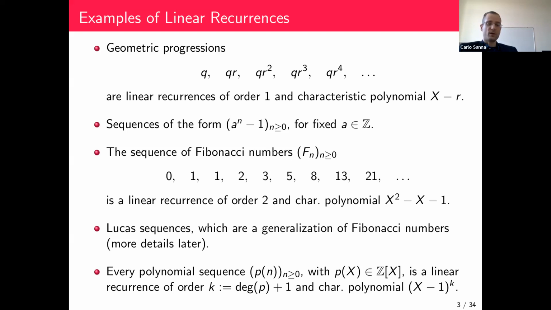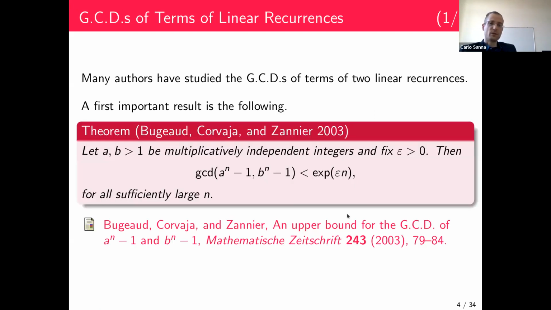Then we have that every polynomial sequence P(n), where P is a polynomial, for example, with integer coefficients, is a linear recurrence of order k equal to the degree of the polynomial plus 1. This maybe is not so obvious, but it can be proved. It's not difficult to prove. And the characteristic polynomial in this case is (x minus 1) to the k. All right, so these are just some examples of linear recurrences. Now let's move to the theme of greatest common divisors of terms of linear recurrences.